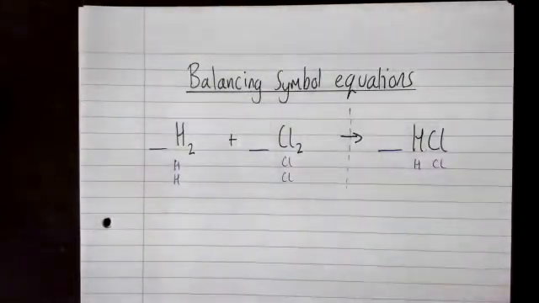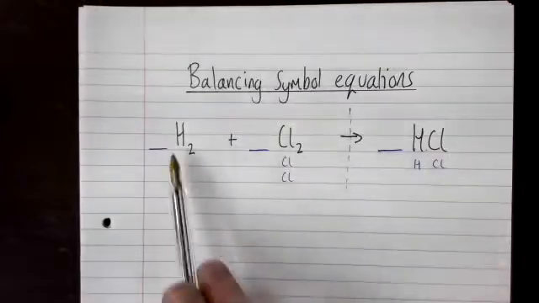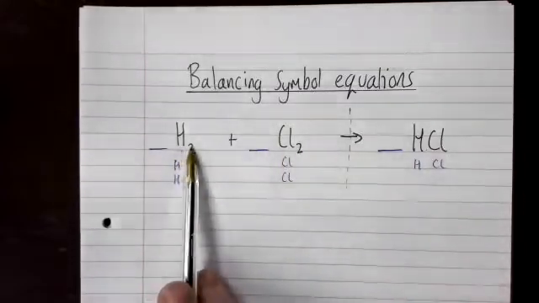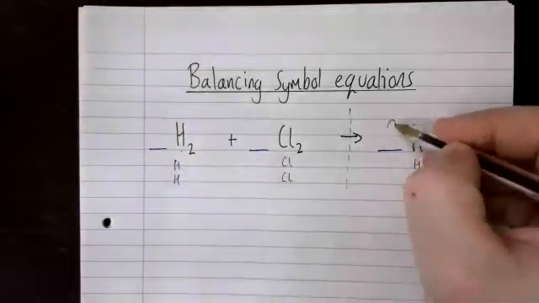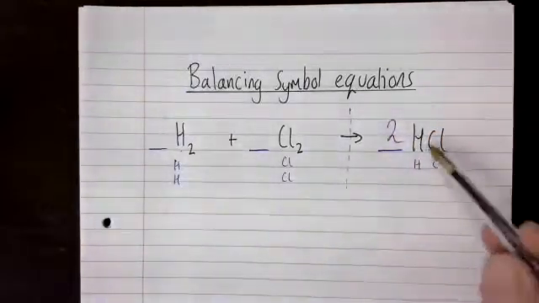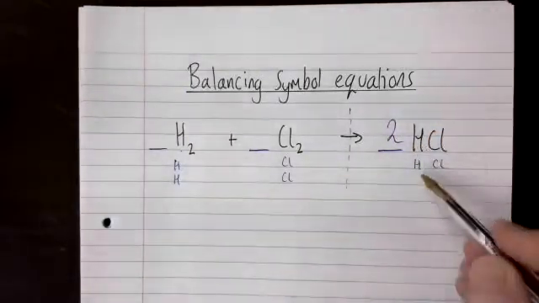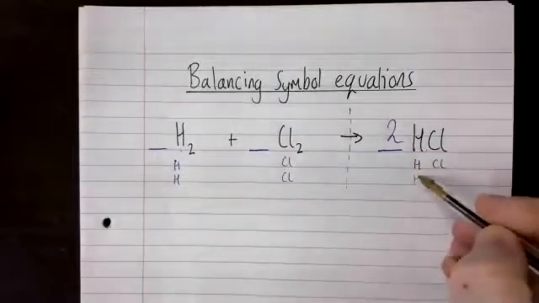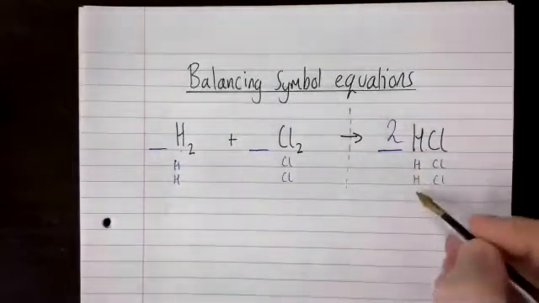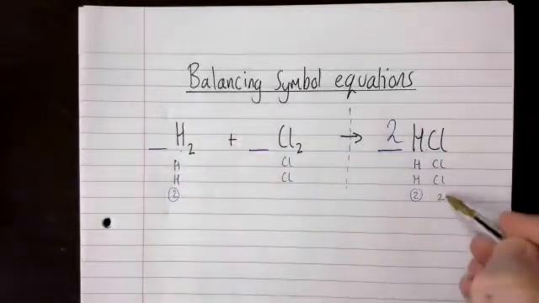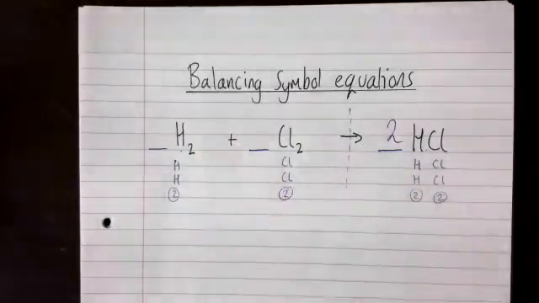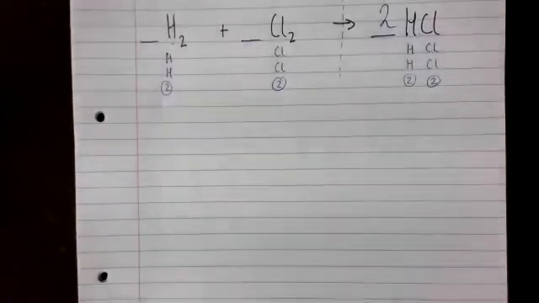So the only thing I can do to balance this up is put a number in front. Because I've got two of those there and two of those there, I need two over here. So if I put a 2 in front of that, it means I've got two lots of HCl. So I've got HCl and another lot of HCl. So I've got two hydrogens here, two hydrogens here, two chlorines here, and two chlorines here. So let's take another example, a slightly more tricky example.